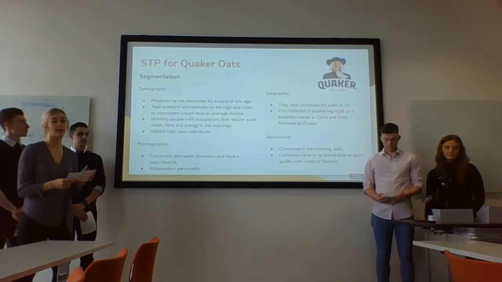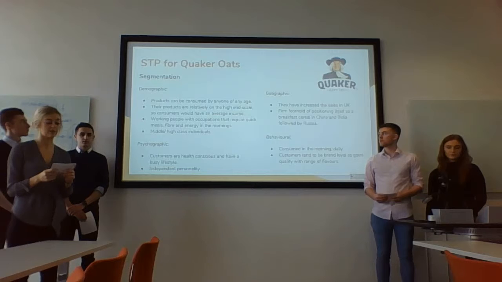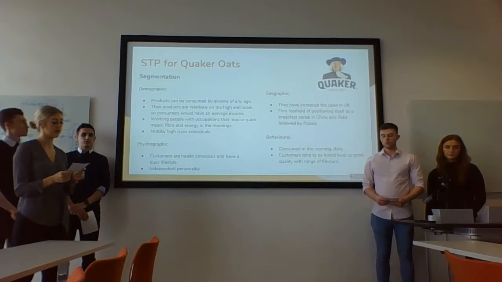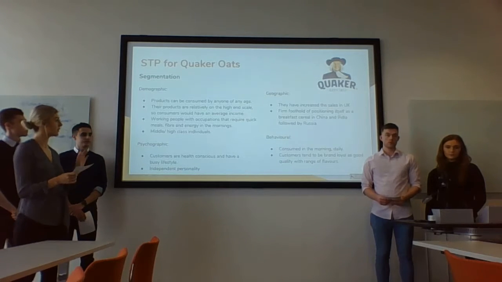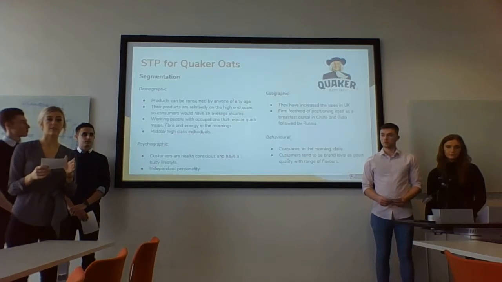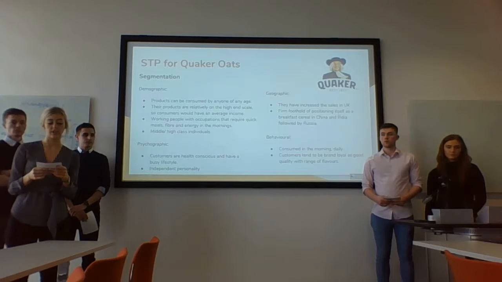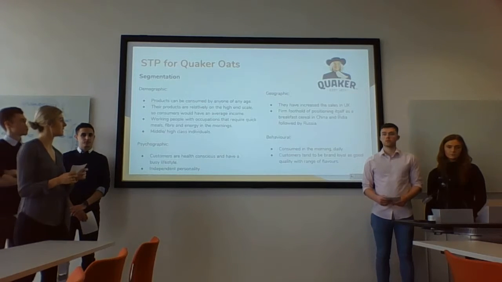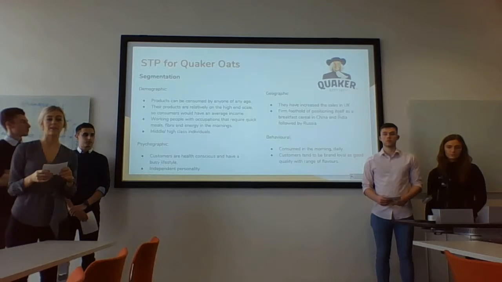Now I'm going to look at Quaker Oats and the segmentation of Quaker Oats. So we've concluded from the 4 headings that under the demographic factors, consumers will be mainly young to middle-aged adults, but the products can be consumed by anyone of any age. Consumers would need to have an average income as it is a high-end product with high pricing.